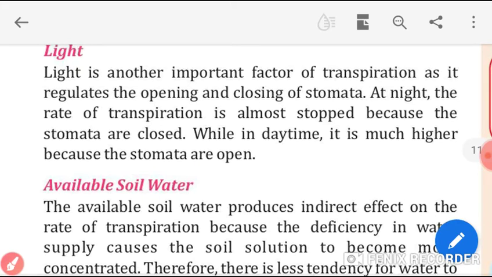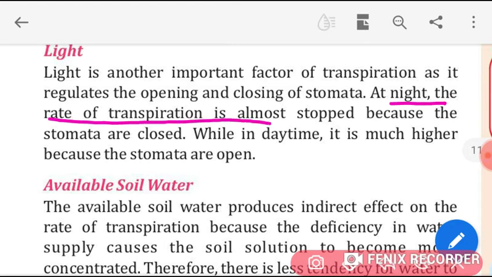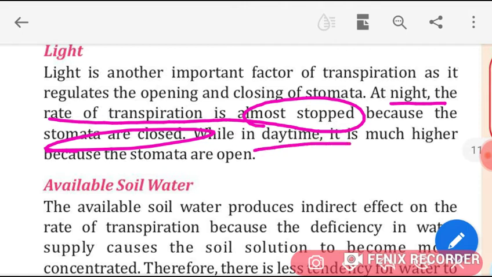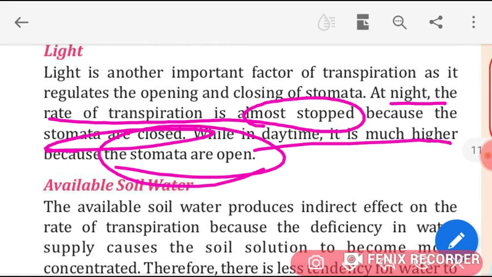Light is also another factor as it regulates the opening and closing of stomata. At night, what happens? The rate of transpiration is almost stopped. Why? Because stomata are closed. While in daytime, it is much higher. Why? Because stomata are open in the daytime.